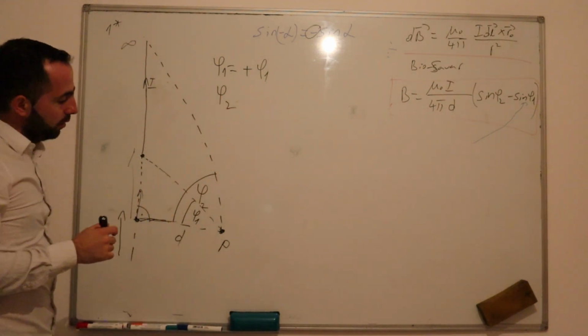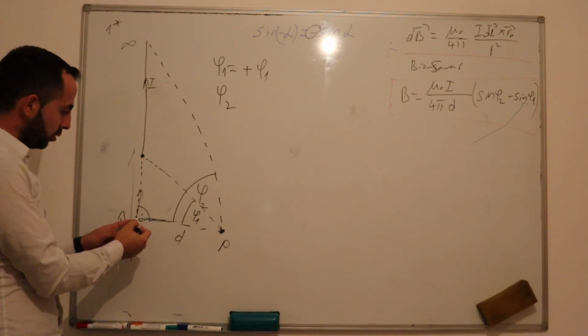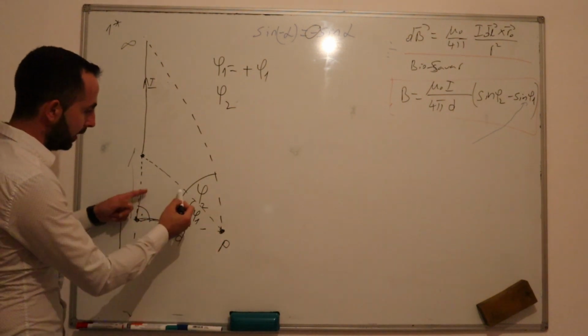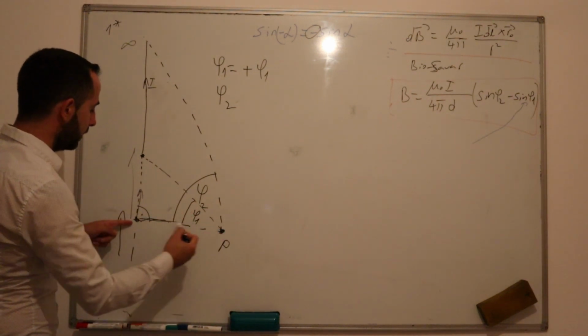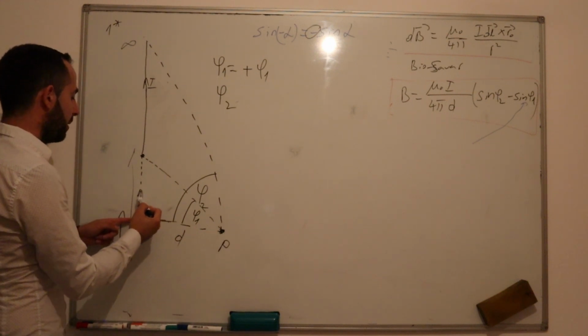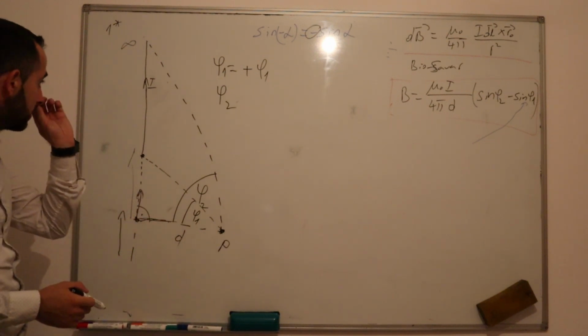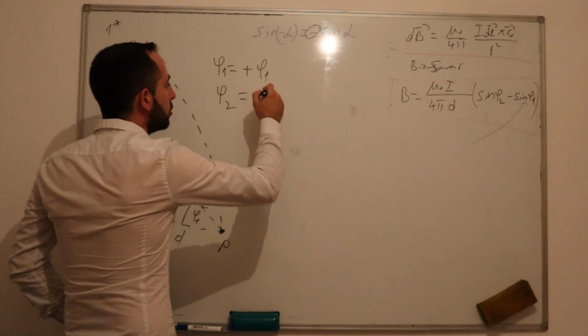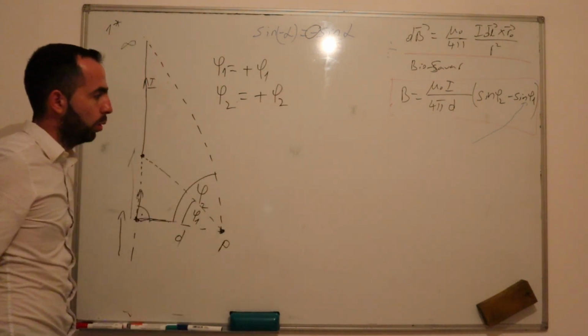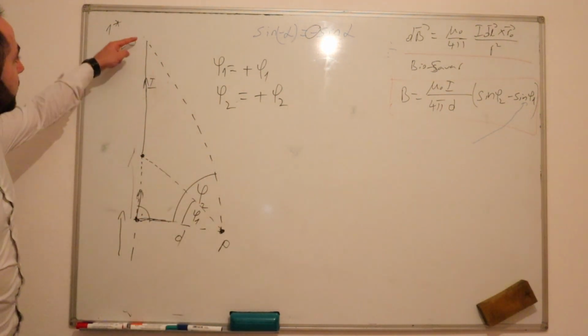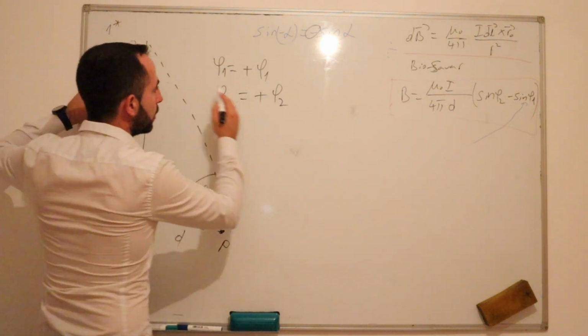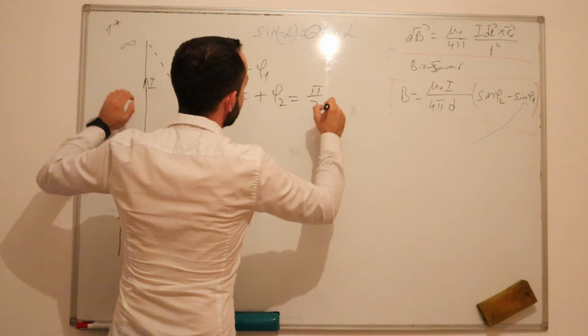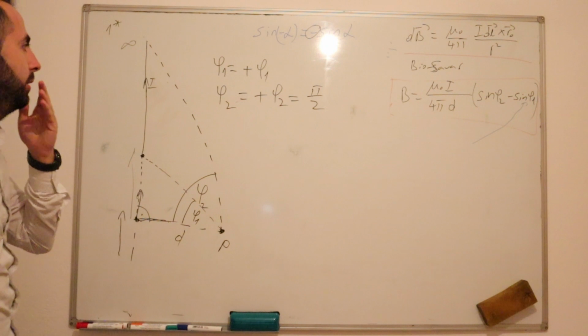And phi 2, the second angle, also has this normal. Both angles have the same normal. The current comes out from the normal, so it is also once again a positive value. But because it is an infinitely long conductor, once again we have here that it is 90 degrees.